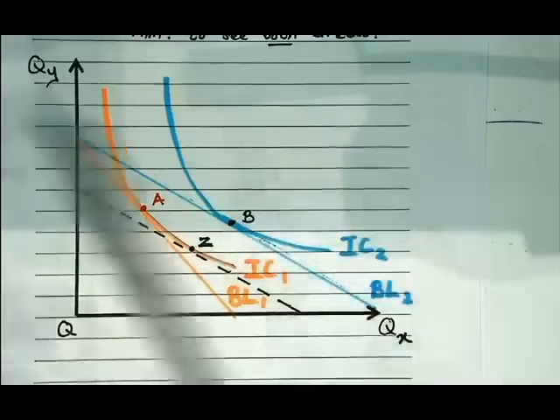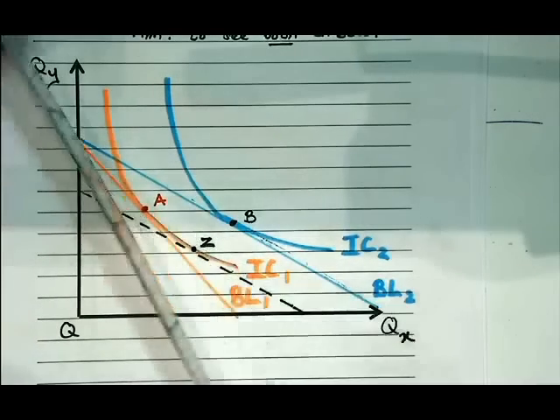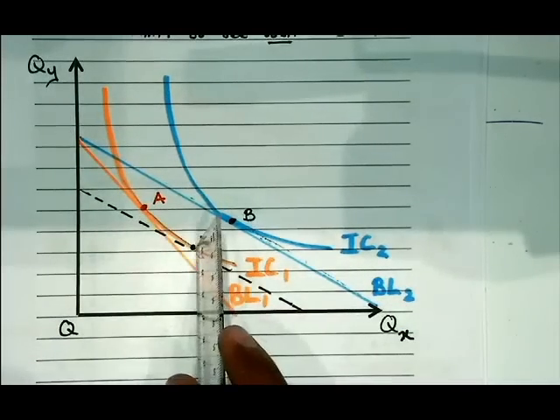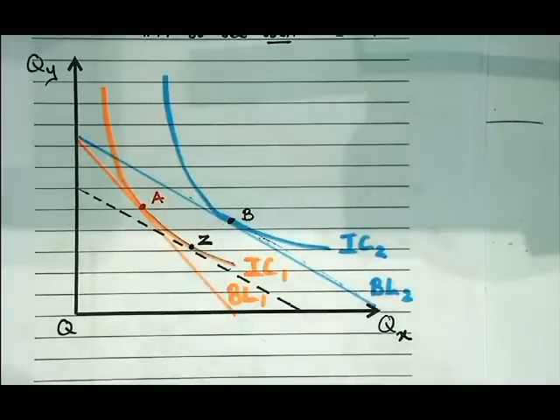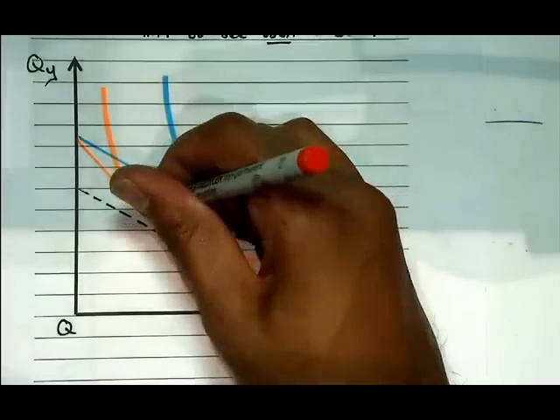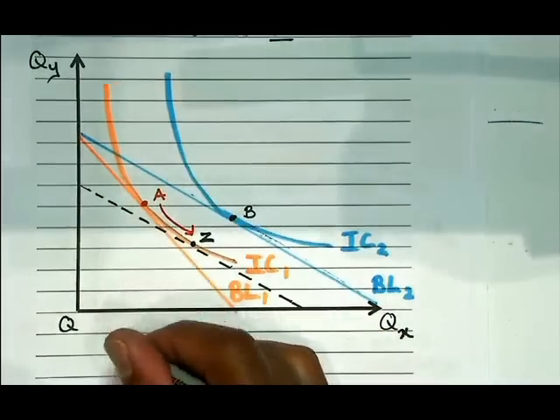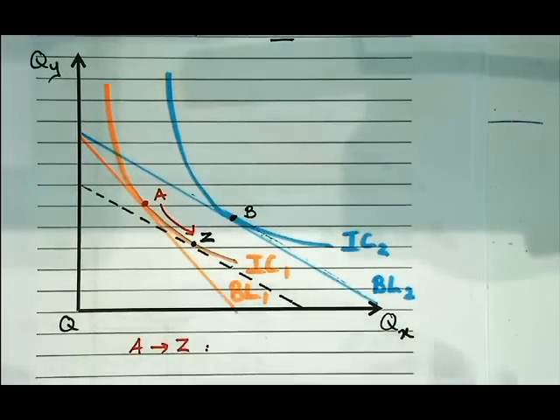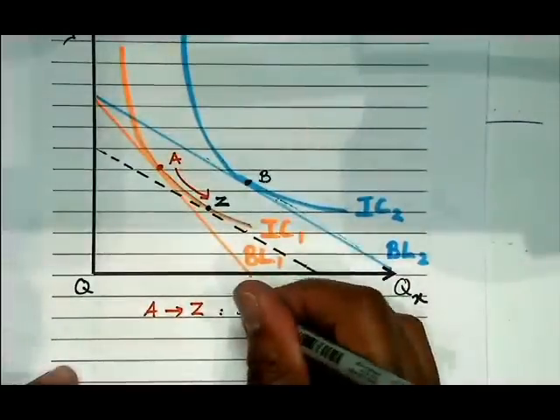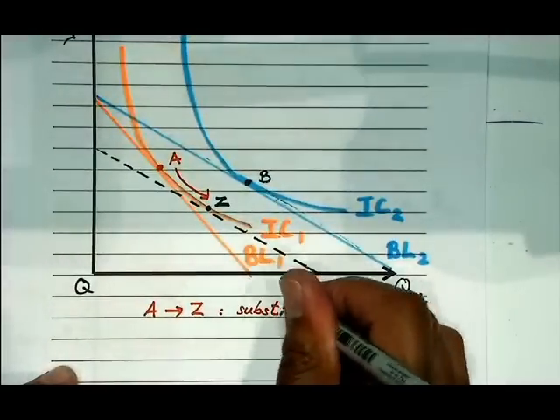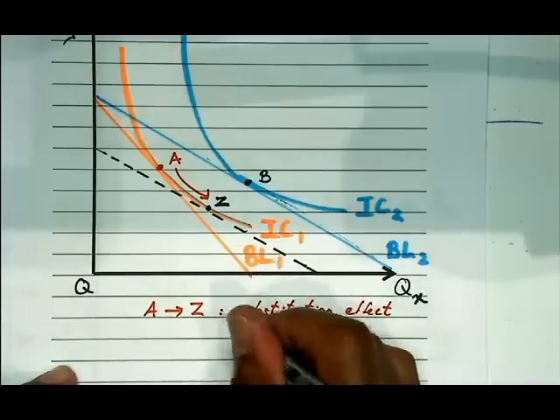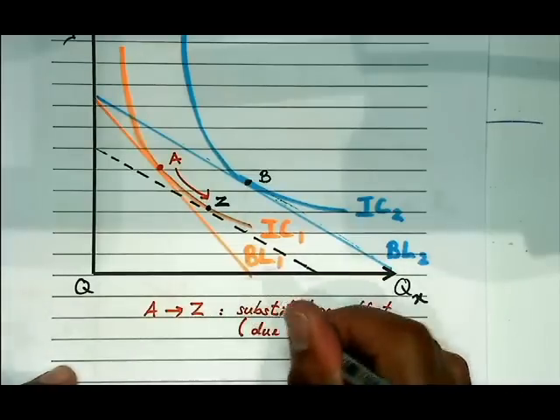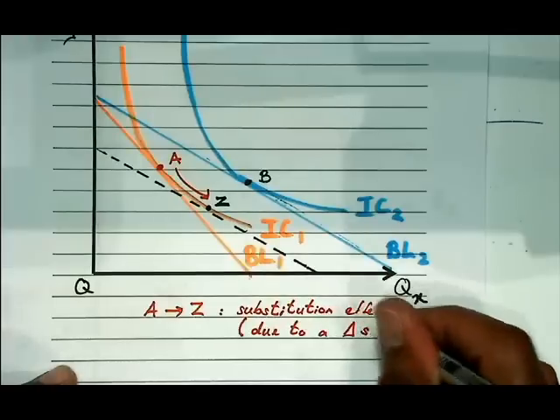Because by changing the price, we change the price ratio, right? So had they been able to afford this original indifference curve, they would have bought Z instead. So we call the movement from A to Z the what effect? We call the movement from A to Z the substitution effect, because it is due to a change in the slope.